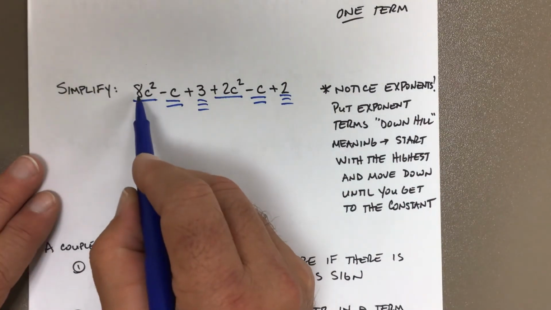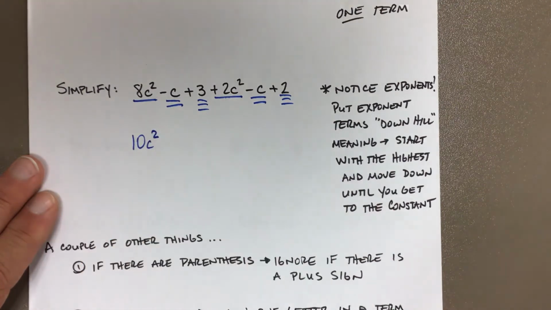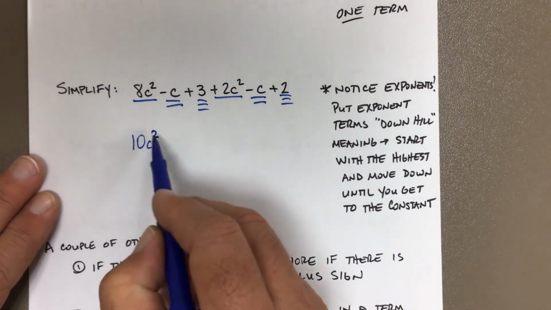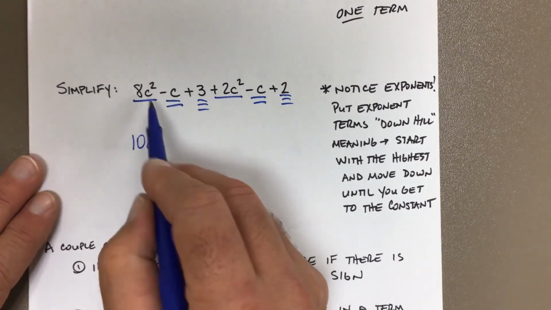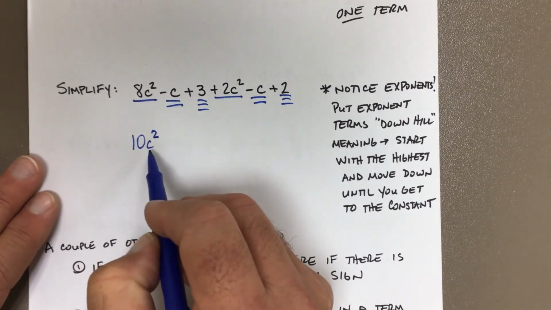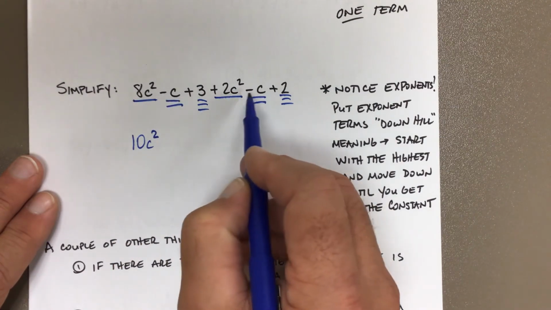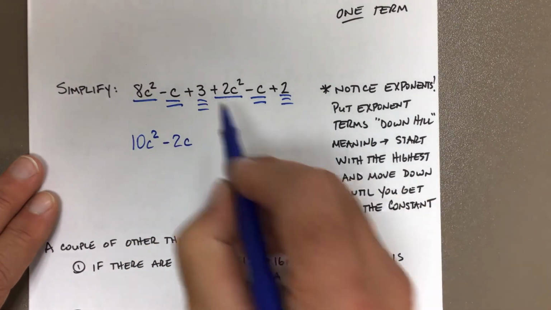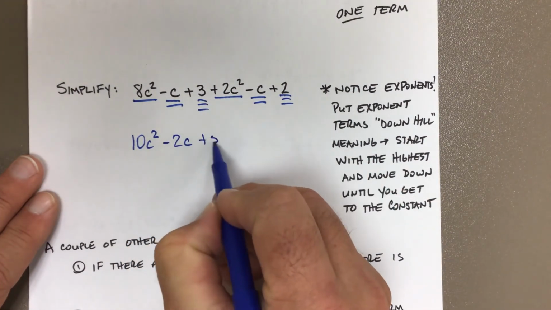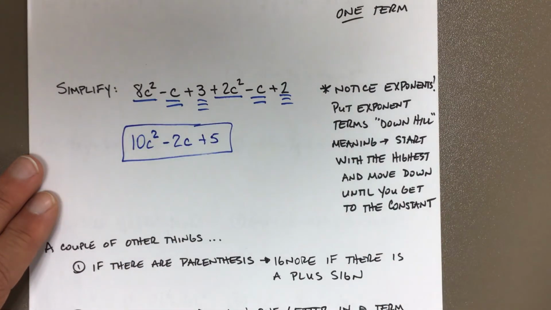So let's see, 8 plus 2 is 10, so 10c squared. Notice I didn't do anything with the exponent. I don't add the exponents. I don't do anything with the exponents. That's 10c squared. I have a negative c minus 1 more c, so I'm in the hole 2. So that's minus 2c, and then 3 plus 2 is 5. Look at that, 3 lines, 3 terms. That's my answer.